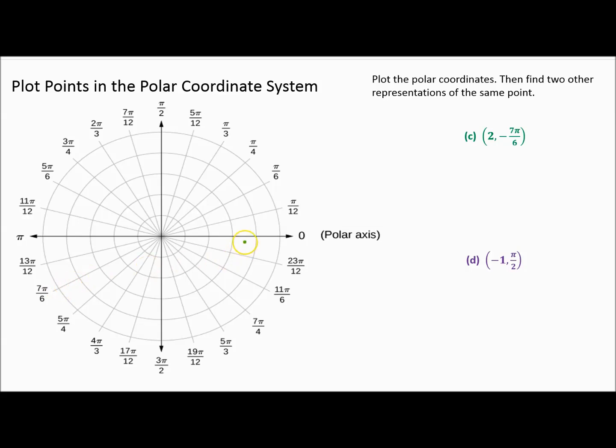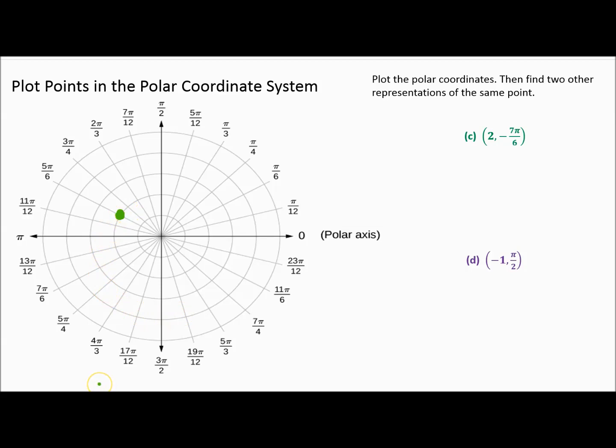So if I go negative 7π/6, it's the same idea. We go all the way from here to here. You agree? That would be negative 7π/6. Okay, everybody comfortable with that? And then you count out 2 in that direction. So 1, 2. We're right here. So again, that is the point (2, -7π/6).